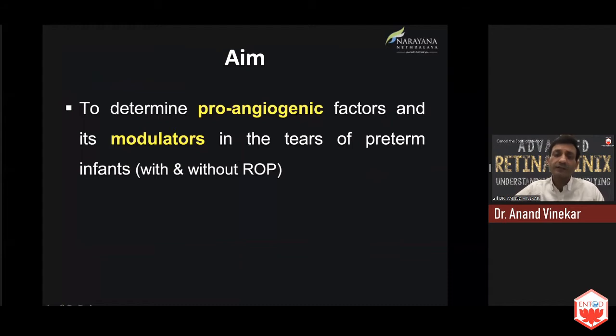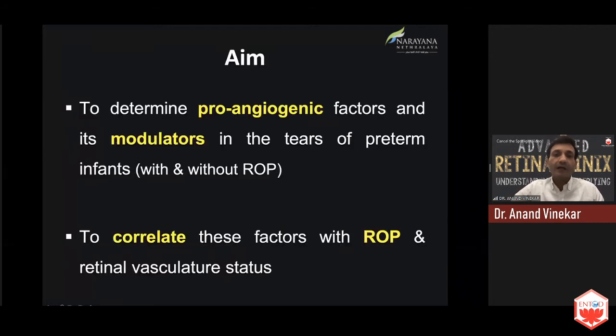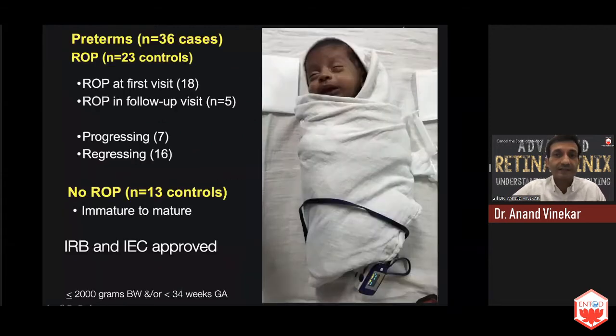So the aim was, well, we all know the common villain. We know it's a pro-angiogenic disease, at least the imbalance of that. So can we use some of the more commonly known ones and maybe some other hidden ones as well, and correlate these with the maturation of the blood vessels and the progression of the disease?